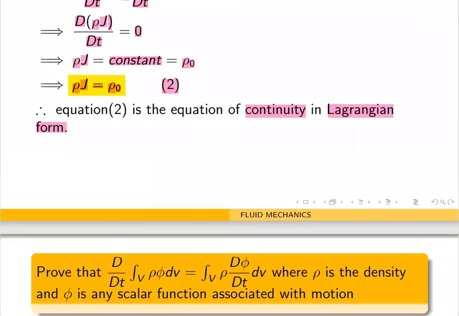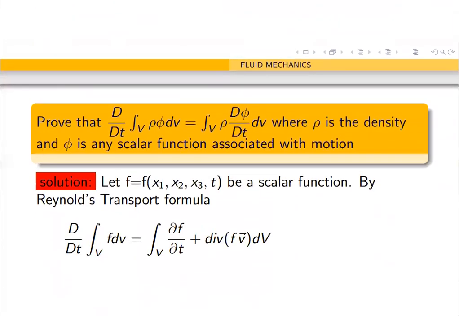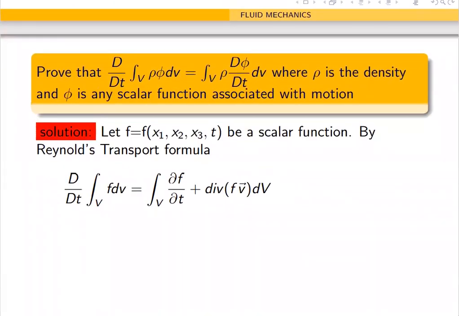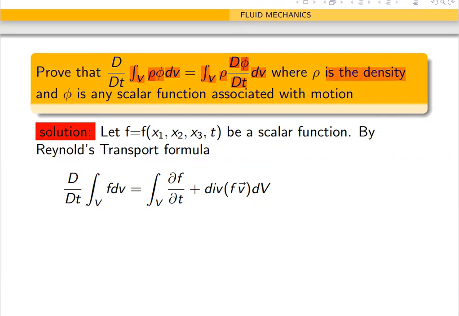Now we shall take up one more. Prove that d by dt of the volume integral of rho phi dV, where V is the volume, equals the integral over V of rho d phi by dt dV, where rho is the density and phi is any scalar function associated with the motion.